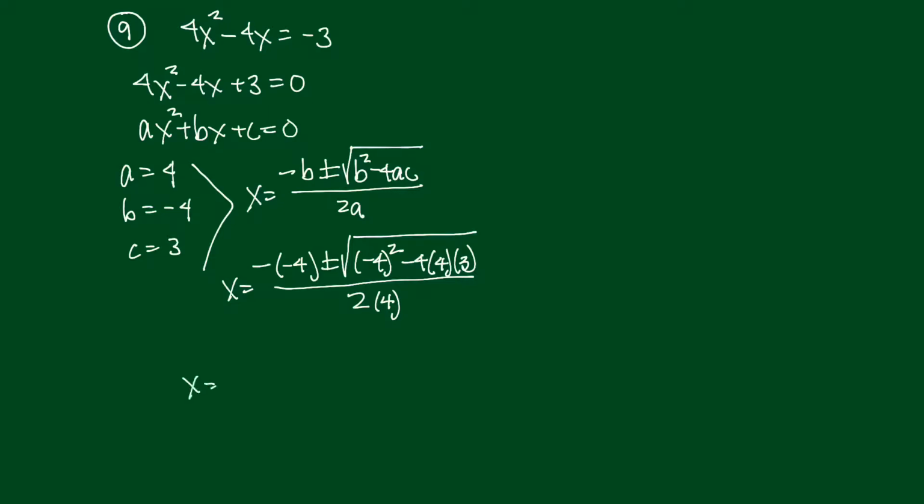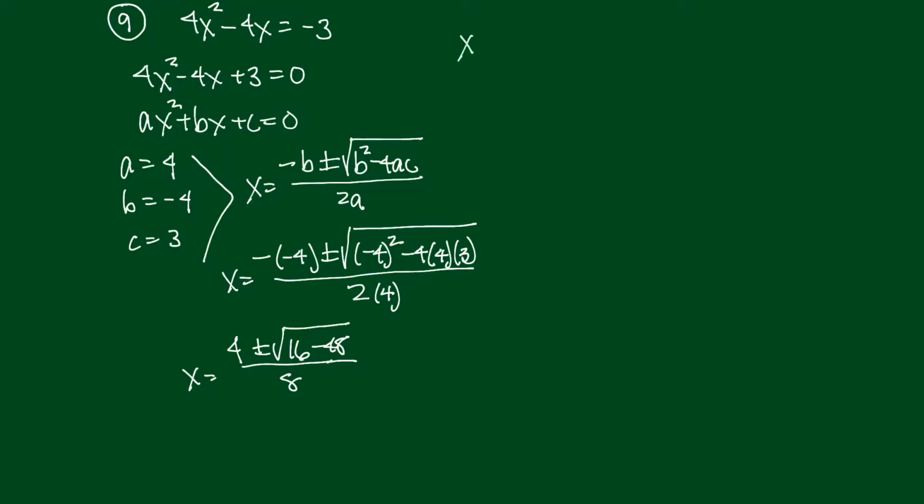So we'll get x equals negative negative 4 is a 4, plus or minus the square root of negative 4 squared is 16, and then where are we over here? Negative 4 times positive 4 is negative 16. Negative 16 times 3 is negative 48, so minus 48 all over 8. Now I'll do that up here. So x is equal to 4 plus or minus the square root of 16 minus 48 is negative 32 all over 8.